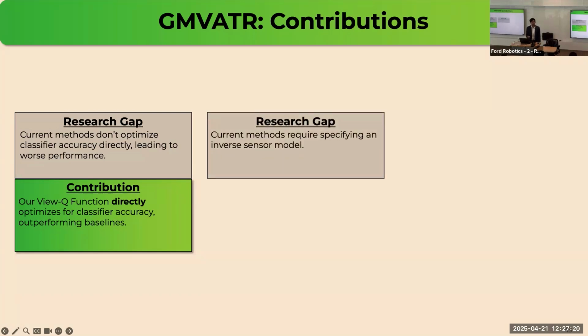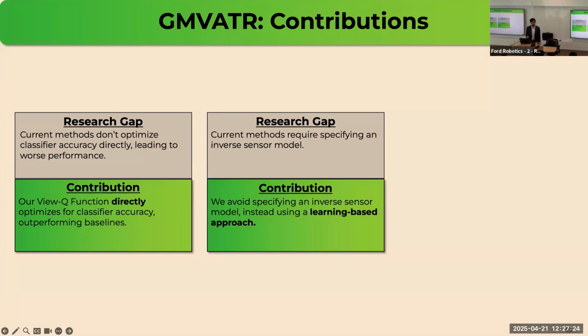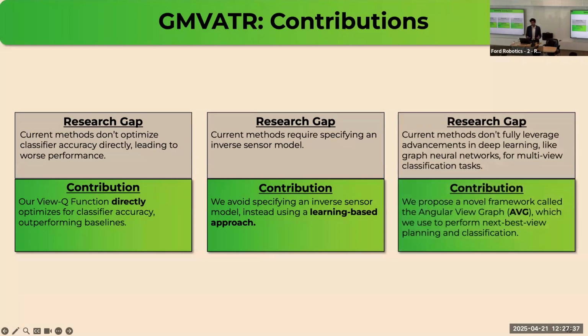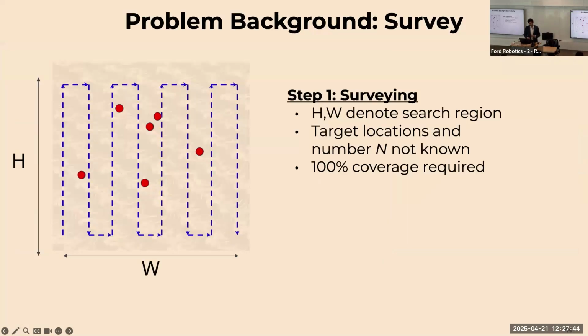We also note that current methods require specification of an inverse sensor model, and we avoid explicitly specifying this by using reinforcement learning instead. Finally, current methods don't fully leverage advancements in deep learning, like graph neural networks, which might be useful for this multi-view classification task. So we propose a novel framework called the angular view graph, which we use to perform next best view planning and classification. So now we can cover some background information.